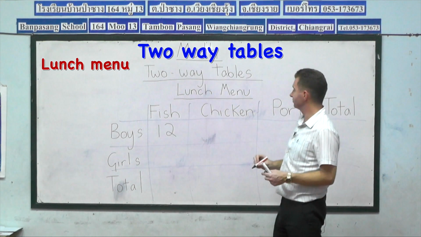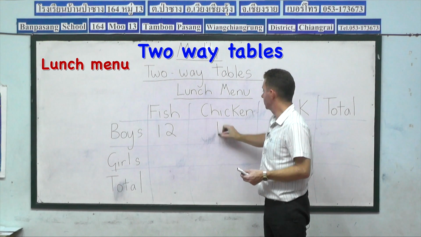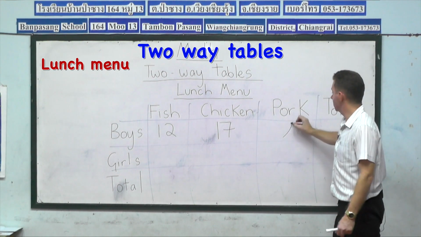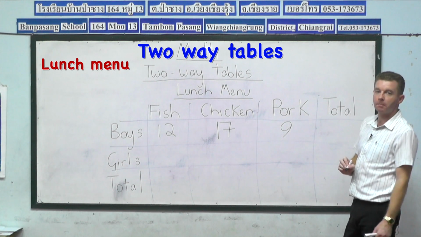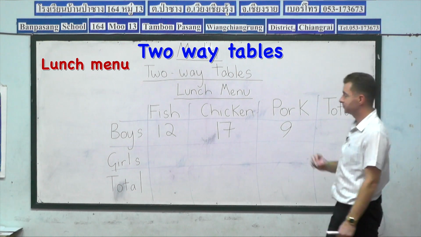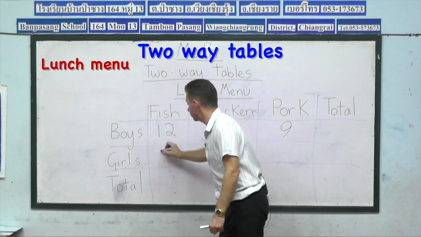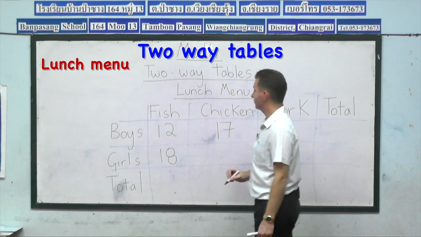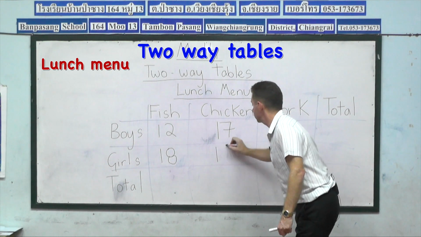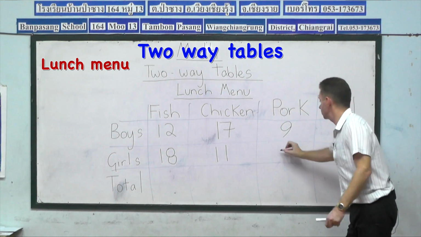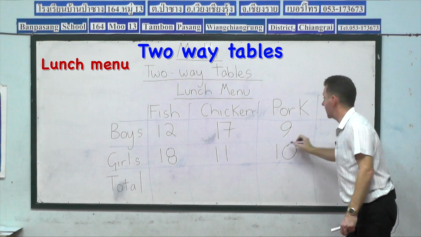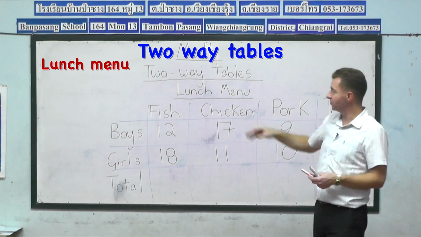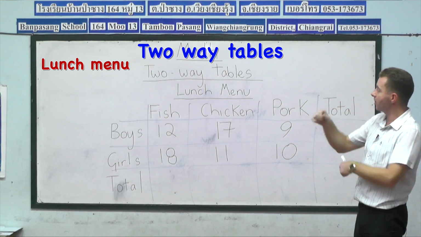12 have chosen fish. 17 have chosen chicken. And 9 have chosen pork for the lunch menu today. Girls like to eat healthy. 18 for fish, 11 for chicken, and 10 for pork.